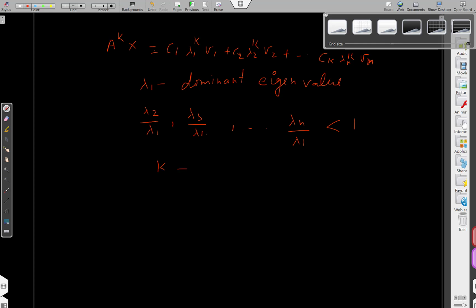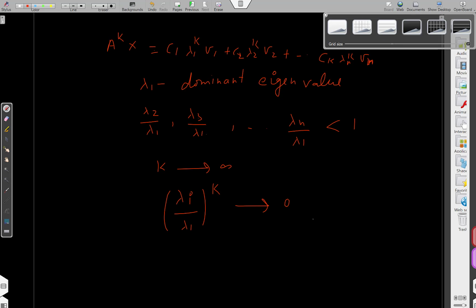Okay, as k is tending to infinity, if we operate A again and again on the left hand side, then lambda i upon lambda 1 raised to power k is tending to 0. Obviously this term is going to be 0, because lambda 1 is the maximum eigenvalue and all the other values are less than lambda 1. As k is increasing, lambda i upon lambda 1 raised to power k is tending to 0.